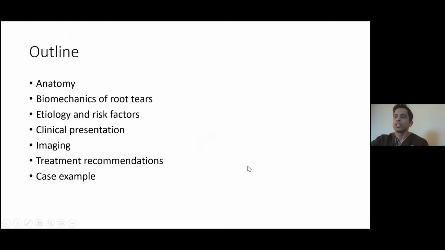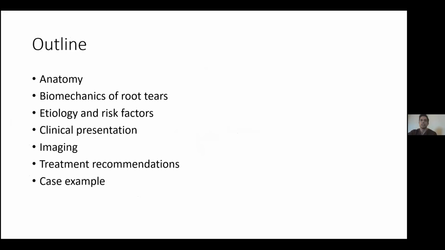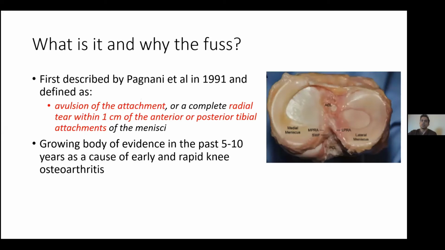Right. So over the next 10 to 15 minutes, we'll be looking a little bit at the anatomy of the meniscus, the biomechanics of root tears, some etiology and risk factors, clinical presentation, imaging, the current treatment recommendations based on the literature, and finally a clinical case example of a patient that we treated in our center. So what is it and why is there all the fuss about meniscus root tears?